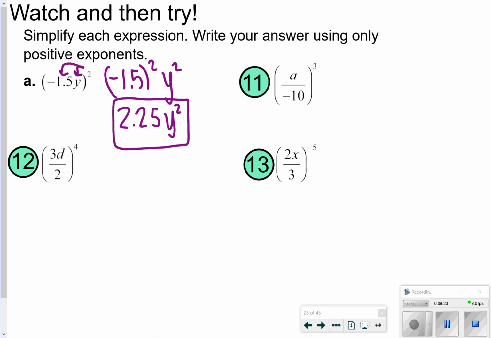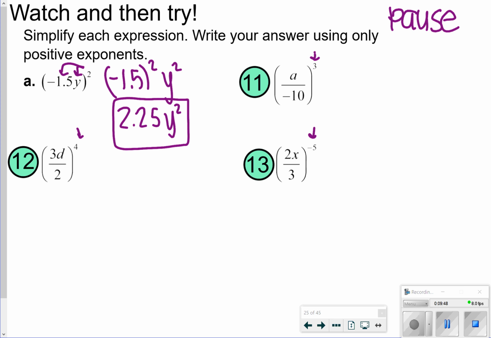Okay? So what you're going to try is 11, 12, and 13. Remember, this exponent on the outside gets distributed to every single thing on the inside. So that includes all the individual variables, all the individual constants or coefficients. Okay? So let's go ahead and get started. Try 11 through 13, and then once you're done, click play to check your work.